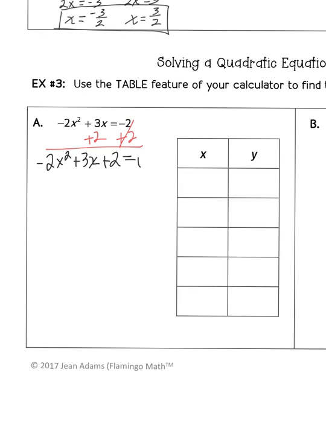Normally it'd be equal to 0, but we're going to let it equal y, because you're going to put that into the y equals in your TI calculator. So go to the y equals button, and you're going to put exactly what you see here into that part of your calculator. So let me get that in my calculator.